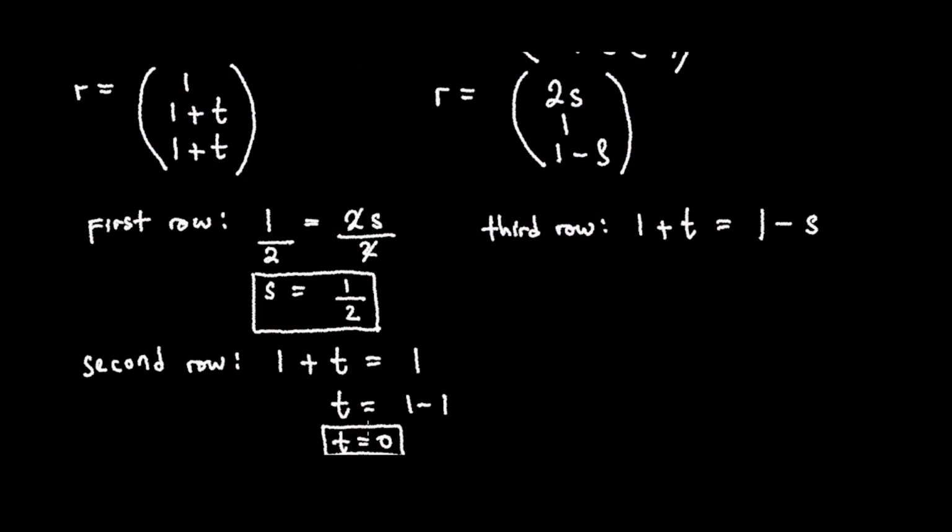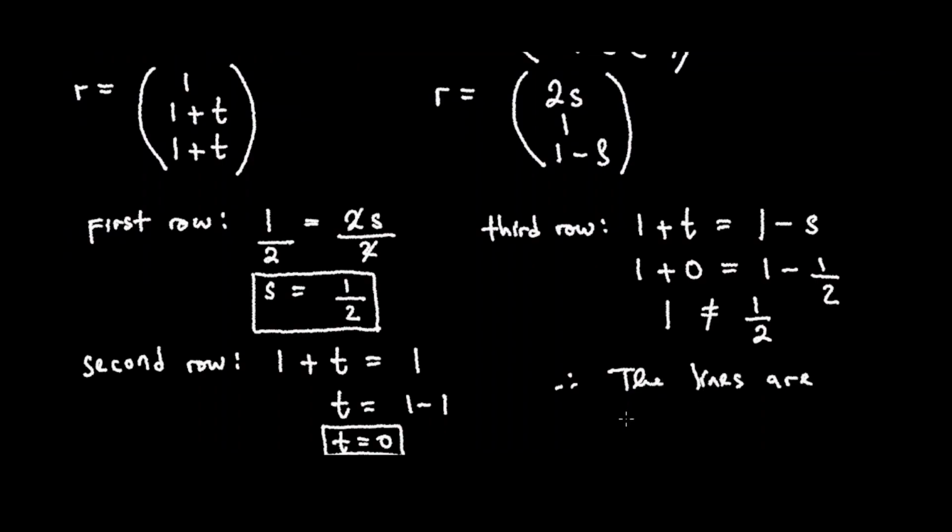Since we have s and t, we use both s and t. So here t is 0, so 1 plus 0 is equal to 1 minus s, which is half. If you look, 1 plus 0 is 1, this is not equal to half, since 1 minus half is half. Therefore the lines are skew. We are done. You see how it is done. It's simple as that. Okay, let's do another example.